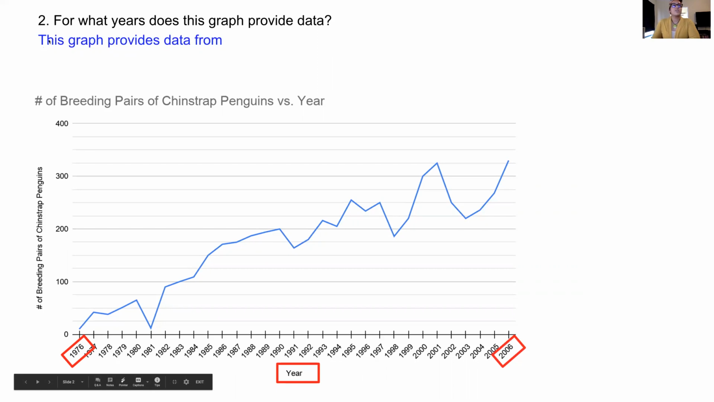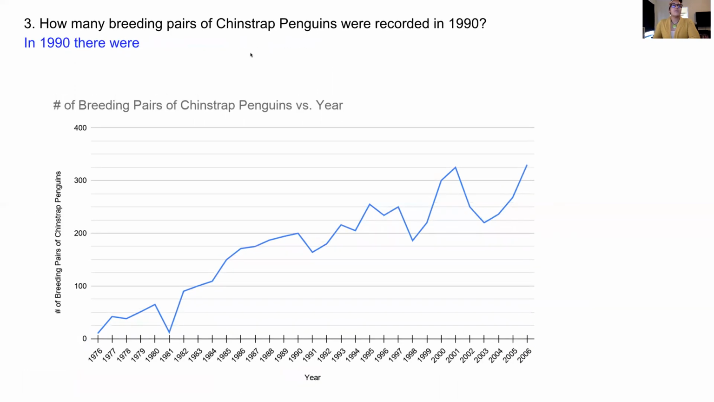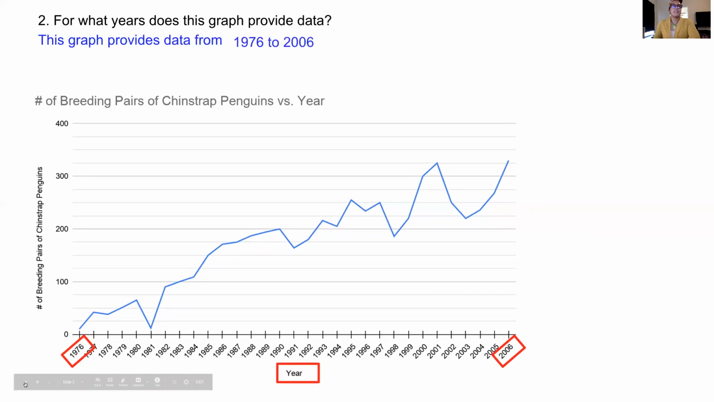So in answer to the question, for what years does this graph provide data? The answer is, this graph provides data from 1976 to 2006. Okay?